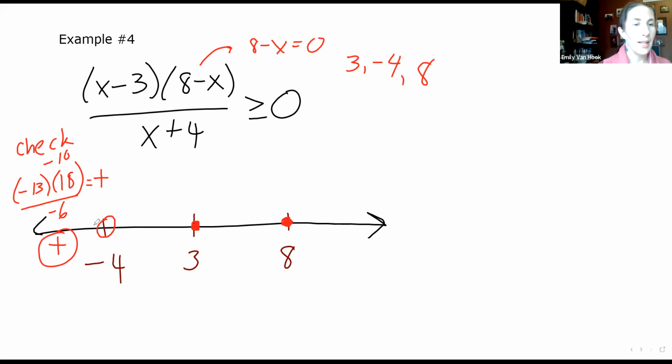So I'm going to highlight this interval. That will be part of our solution set. Which means, again, part of our solution set will be from negative infinity to negative 4.